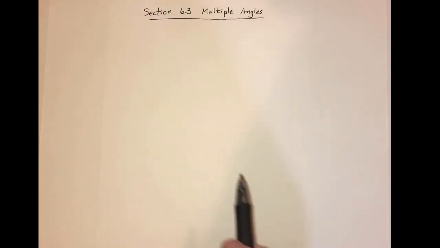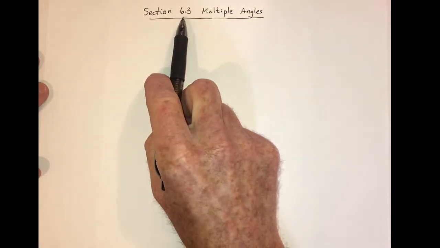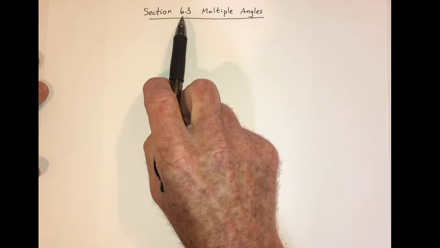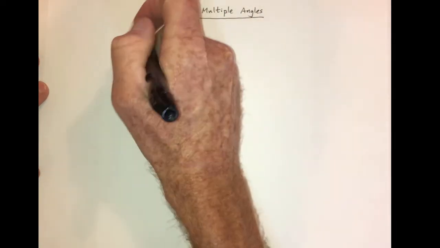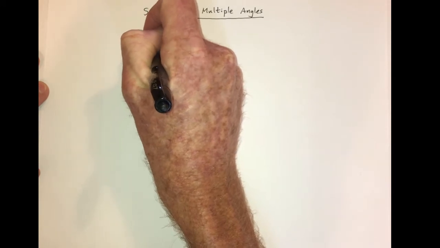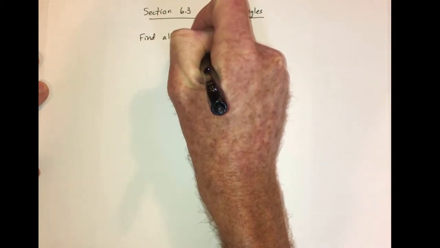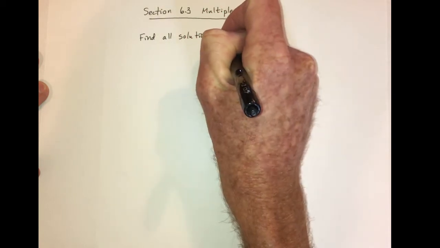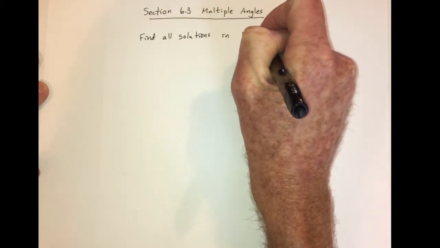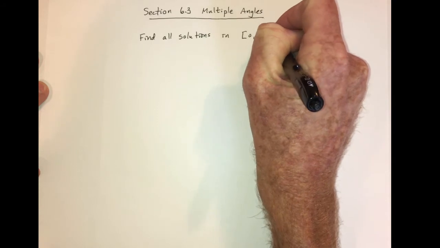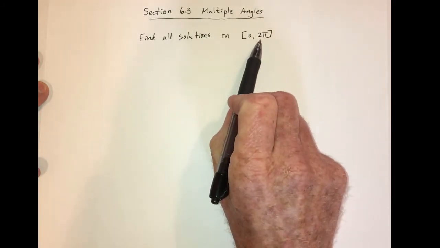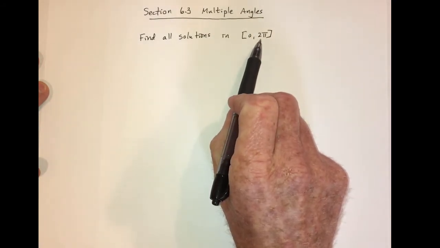Welcome back. Today we're going to work on section 6.3, solving trig equations when there's multiple angles. So like previously, find all solutions in the interval from 0 to 2 pi. And that right there means we're going to be working in radians.